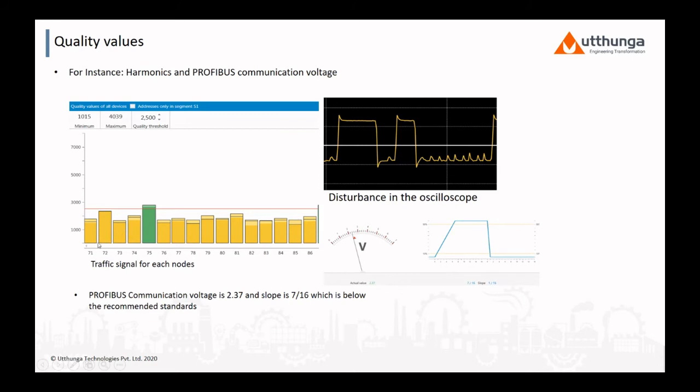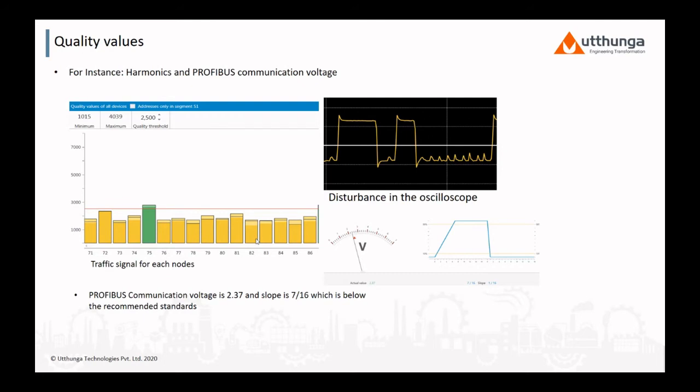And also the traffic signal from each node, like address number 71, 72, 73, 74. Apart from 75, all the remaining ones are showing below-quality values. Let me first talk about the quality values. I said 2.2 volt means a 2200 or 2500 quality index. Above that it will be good.